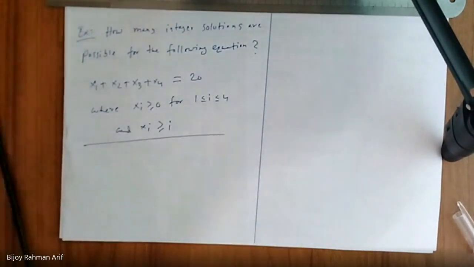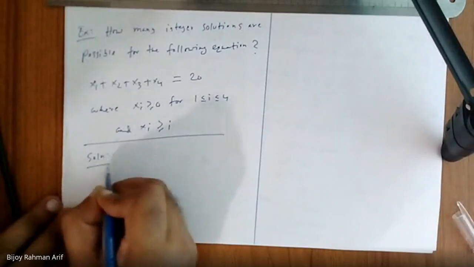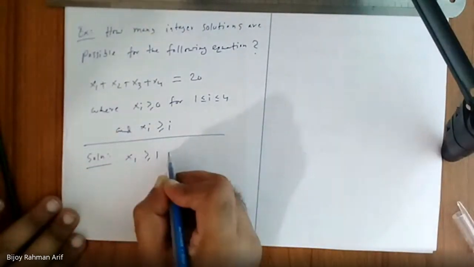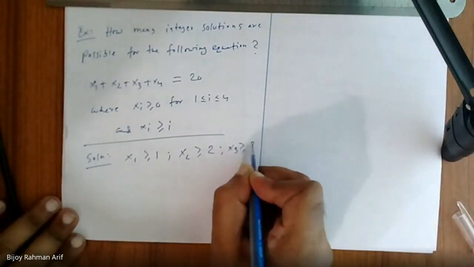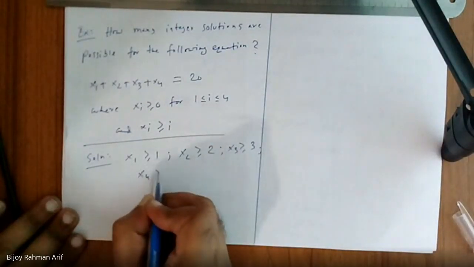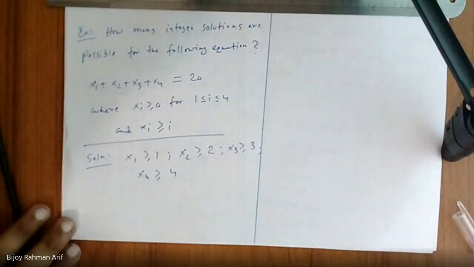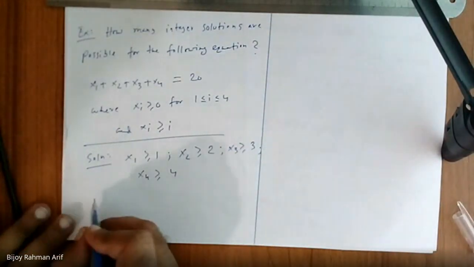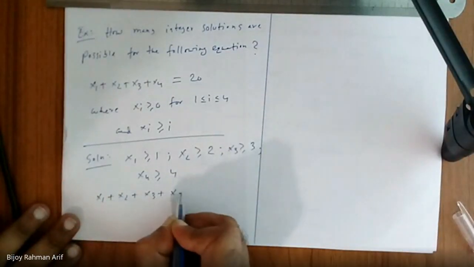Okay. So this is the solution. Solution is like this. X1 is greater or equal to 1. X2 is greater or equal to 2. X3 is greater or equal to 3. X4 is greater or equal to 4. Okay. So the equation is like this. X1 plus X2 plus X3 plus X4 equal to 20.